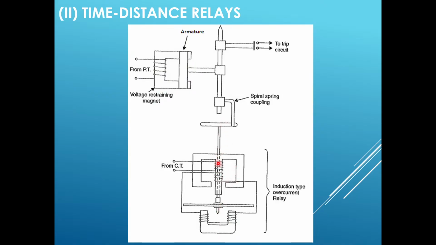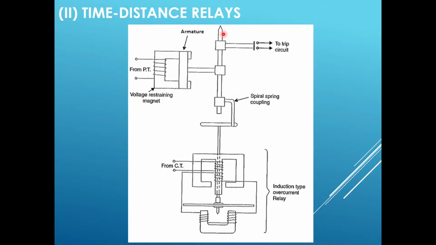If you observe here, this disc which is free to rotate is connected to a spindle. That spindle passes through the central limb of the upper electromagnet and is attached to some structure here, some frame we can say. To that, a spiral spring coupling is connected. It is made of metal, but it can twist if required.